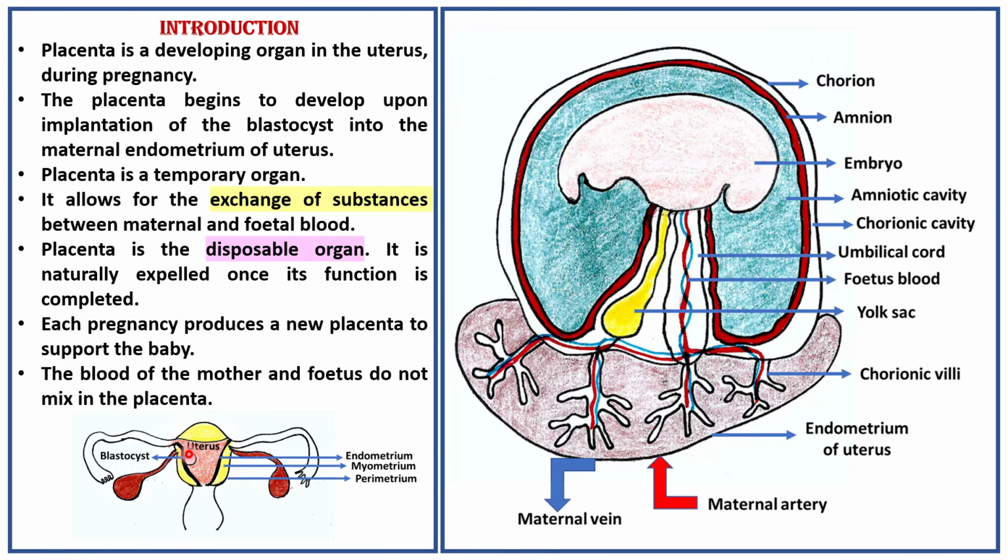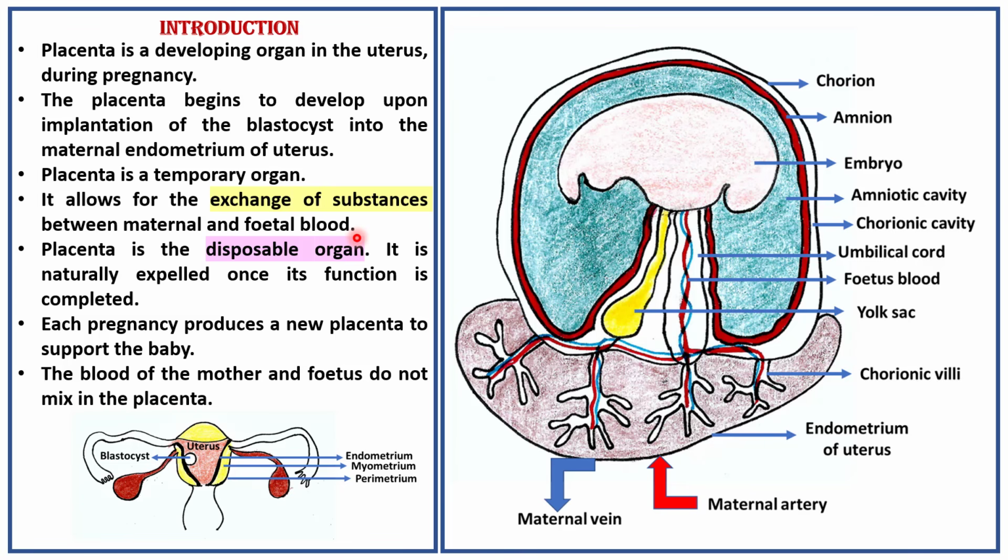And in this stage, embryo is in its blastocyst form. That means it just crossed morula stage, that is very initial stage of embryo. Placenta is a temporary organ. It allows for the exchange of substances between maternal and fetal blood.